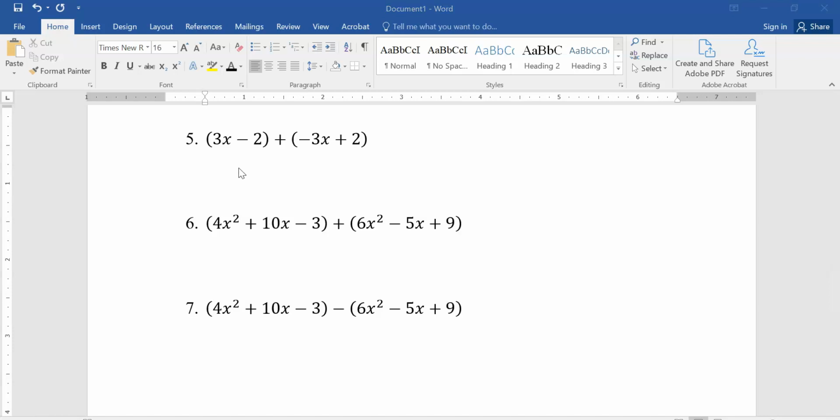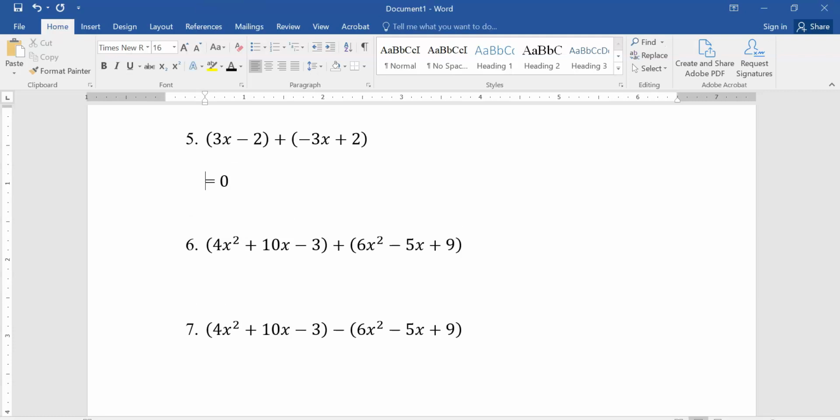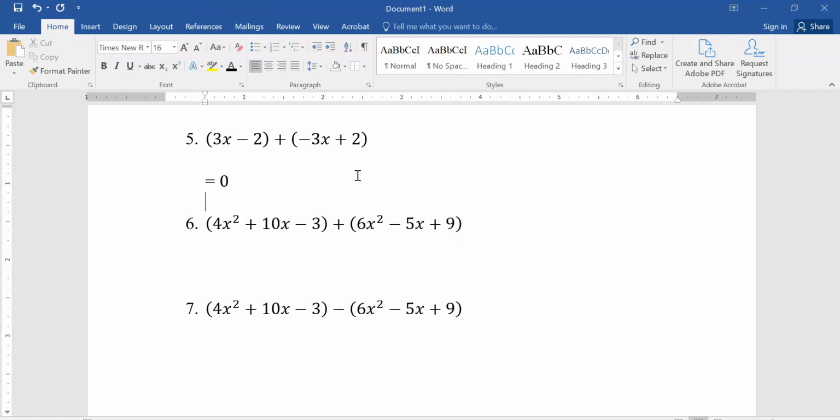All right, so on number 5 here, what happens is when we write 3x plus minus 3x, that gives me 0 x's, or just 0. When you have minus 2 and plus 2, well, that also gives you 0. And 0 plus 0 is obviously 0. So 3x minus 2 plus negative 3x plus 2, the answer there is just 0. All right.